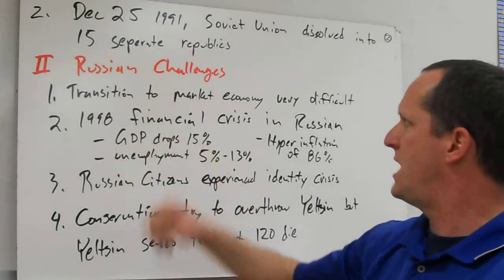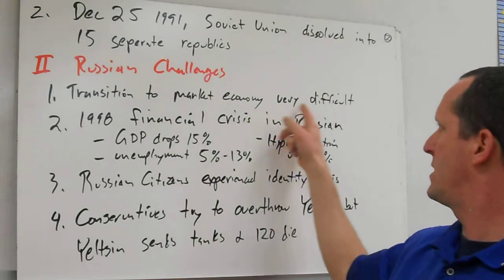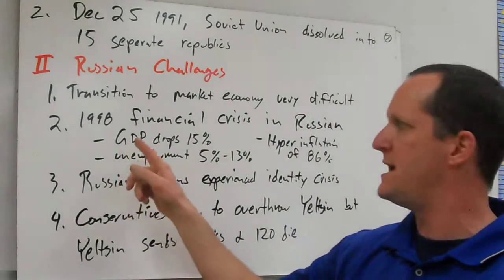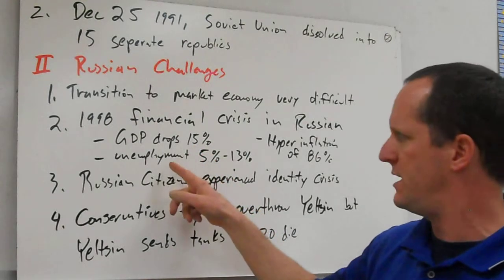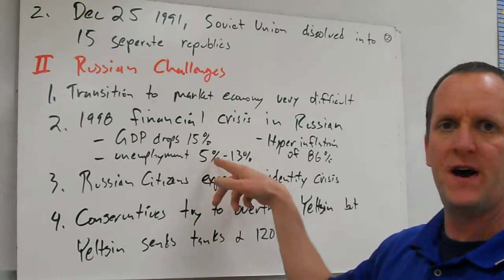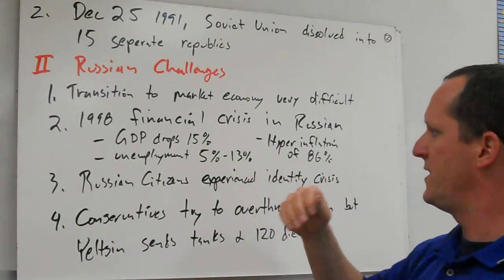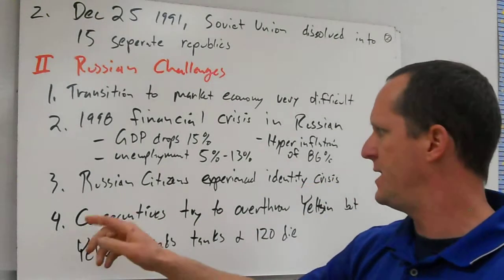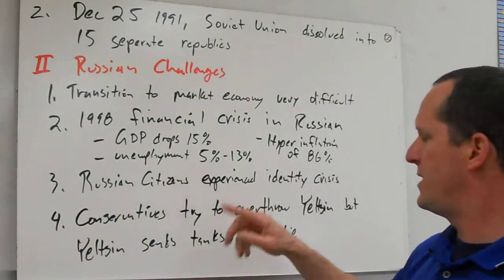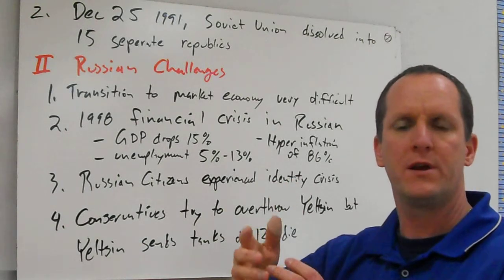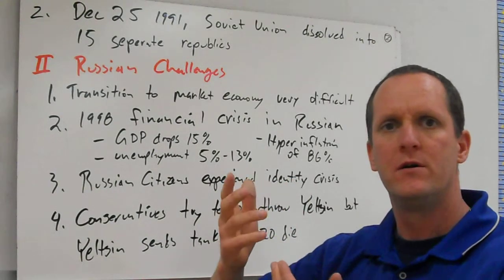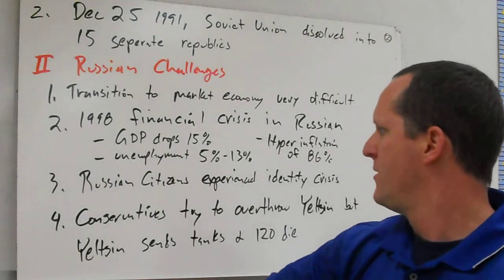The Russian challenges: transition to the market economy was very difficult. 1998, financial crisis in Russia, GDP drops 15%, unemployment rises from 5 to 13%, hyperinflation up to 86%. Russian citizens experienced kind of an identity crisis. Many of them were born during the communist time and they didn't know any other ideals other than communism.